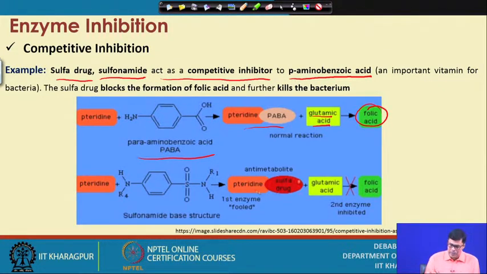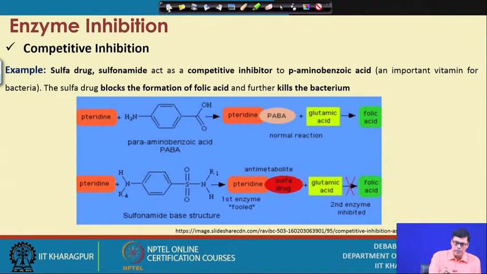Now, in the presence of the sulfa drug, the enzyme molecules that bind with the sulfa drug will not react with glutamic acid to form folic acid. Since there is no formation of folic acid, your bacteria will be killed. This is how the sulfa drug works.